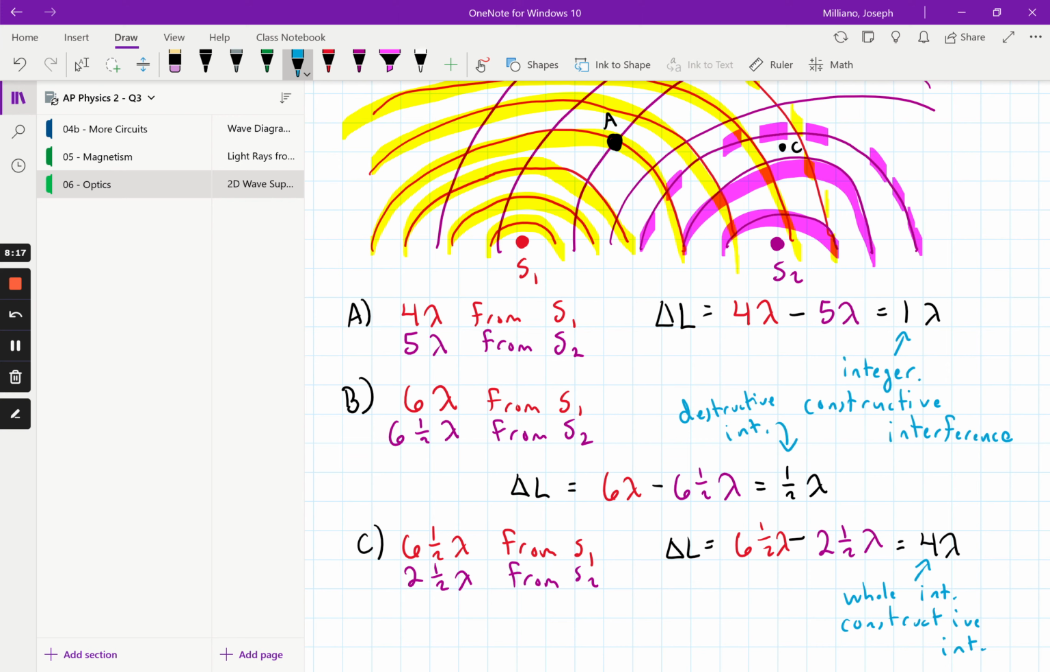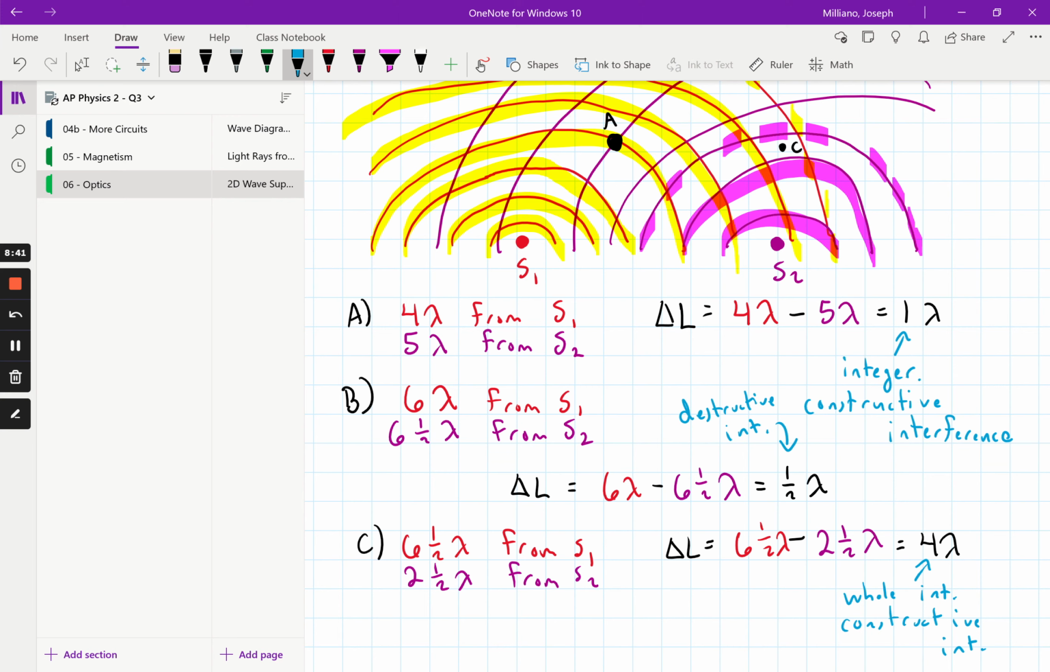Why do we get constructive interference at point C? It's not on a line, but it is where two troughs meet. So we have trough and trough meeting, which gives us a really large amplitude in the downward direction into the screen. If this were a light wave, we would see a very bright point at point C because we're at the point where trough meets trough.